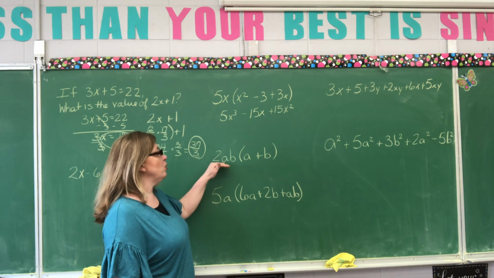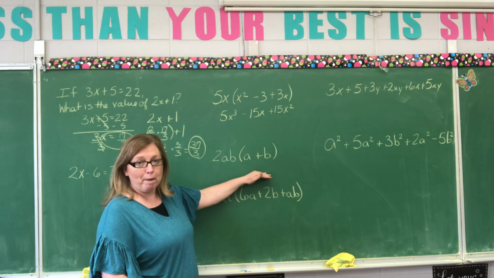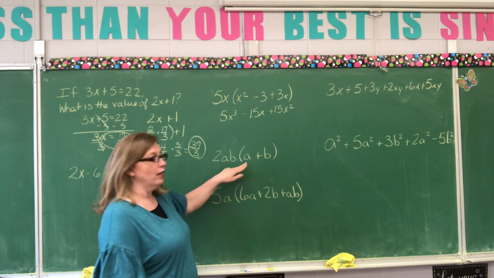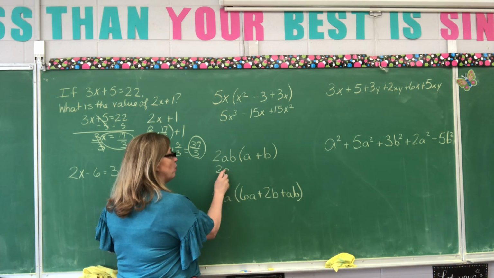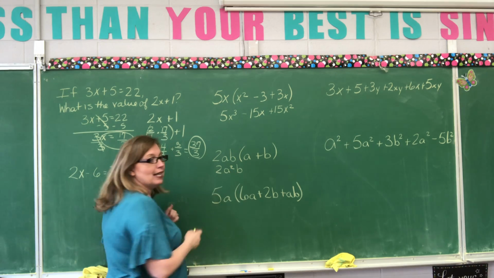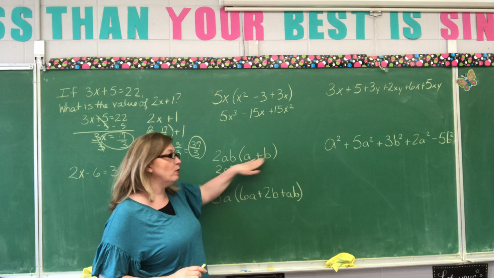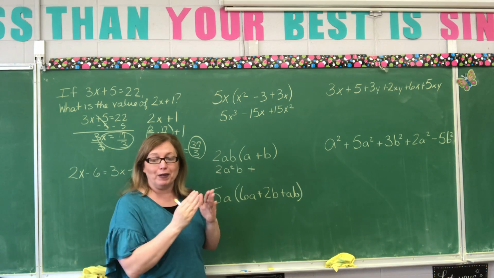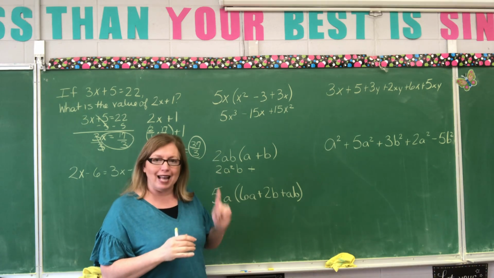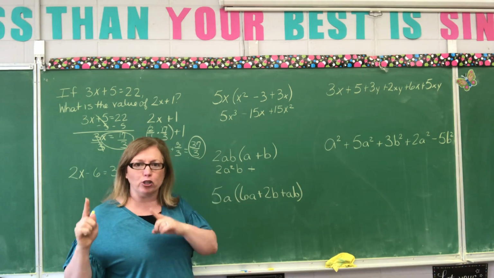Let's try this one. What if you have 2ab, and you want to multiply that with the distributive property of a plus b? Well, 2ab times a. Okay, we're going to keep the 2. What happens to the a? It becomes a squared, but the b just stays the same. Then I'm going to say plus. I cannot do these at the same time, because if it was ab with no sign, then I'd be multiplying both. There's an addition sign between them, so I have to do them as two separate terms.